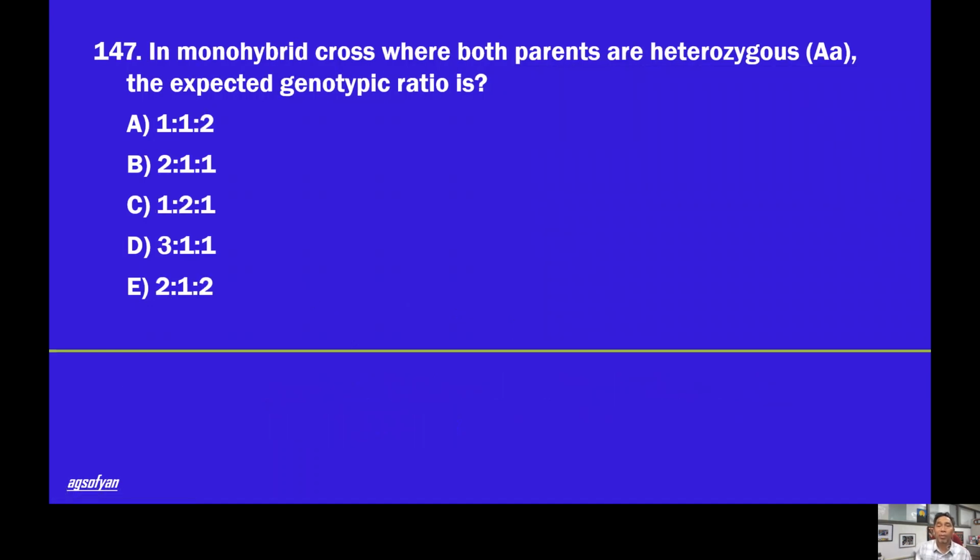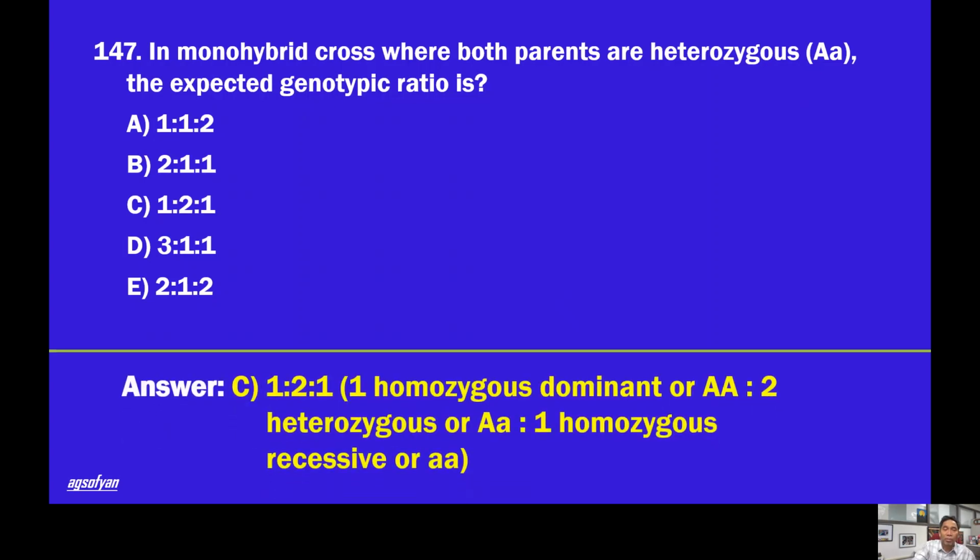147. In the monohybrid cross, where both parents are heterozygous, the expected genotypic ratio will be 1:1:2, 2:1:1, 1:1, 3:1:1, or 1:2:2. Choose your answer. Yes, the answer will be 1:2:1. 1 homozygous dominant, 2 heterozygous, and 1 homozygous recessive.